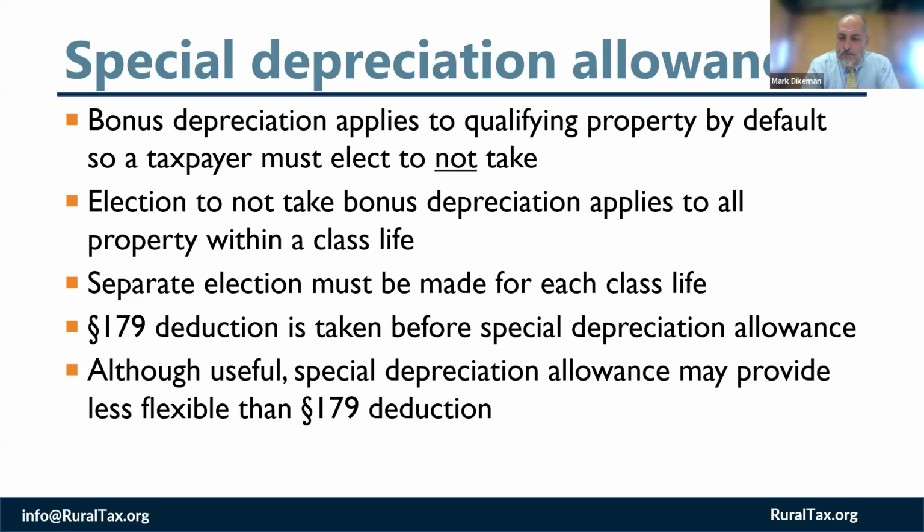So often, if investment is low enough or below that $3 million threshold, I'm going to focus first on taking 179. If I can't, then I'm going to consider bonus depreciation. But again, if there's a farm, a general purpose farm building that I want to depreciate rapidly, then I'm going to look more closely at bonus or special depreciation allowance. But again, there's just less flexibility with special depreciation allowance than there is with the 179 deduction.